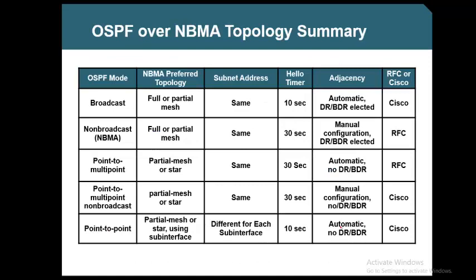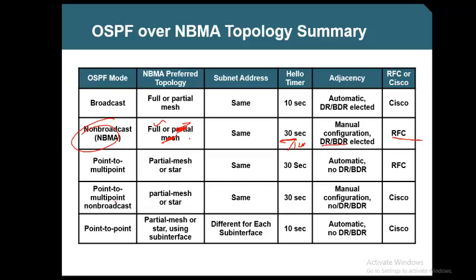We have seen this. I'm just walking you through one more time. Non-broadcast is the default mode. Because there is a DR/BDR, I recommend full mesh, but not hub and spoke. Partial is also okay. Timer is 30 and 120. There is DR/BDR election. This is RFC.